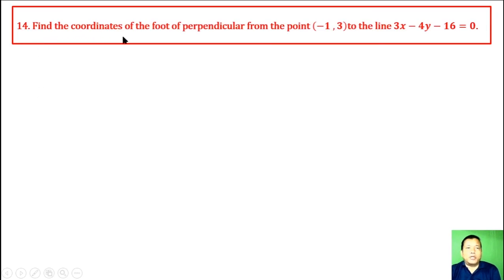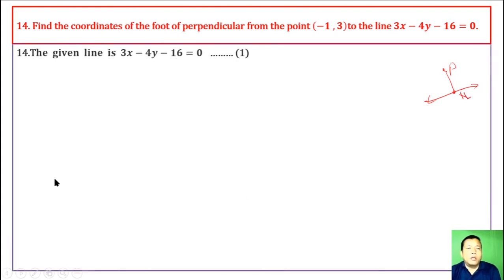14. Find the coordinates of the foot of perpendicular from the point to the line. Suppose the given line and the given point are as shown. We have to find its foot of perpendicular. The given line is equation 1.